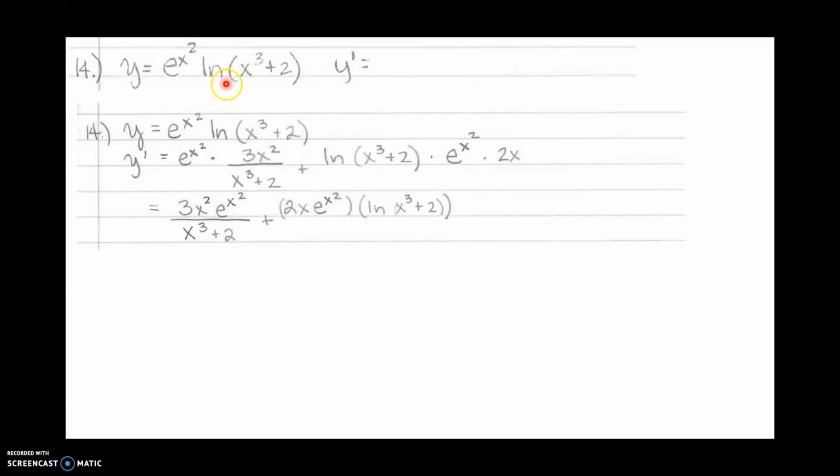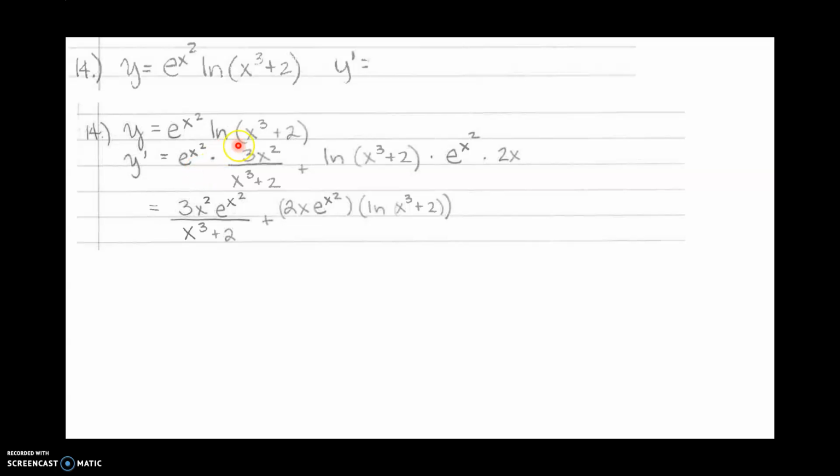All right, so if you have the derivative of ln x cubed plus 2, remember that for ln, we put the original equation in the bottom and its derivative in the top. So the original was x cubed plus 2. And its derivative, the derivative of x cubed is 3x squared, and the derivative of 2 is 0.